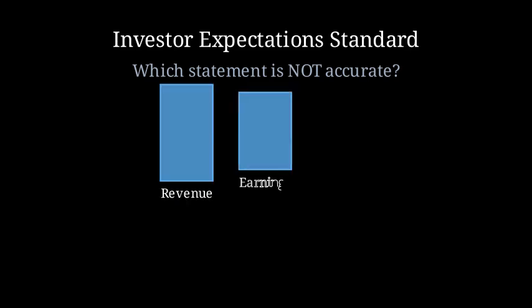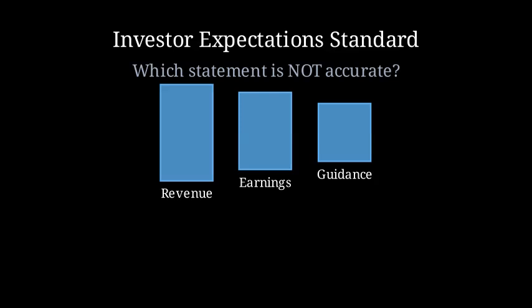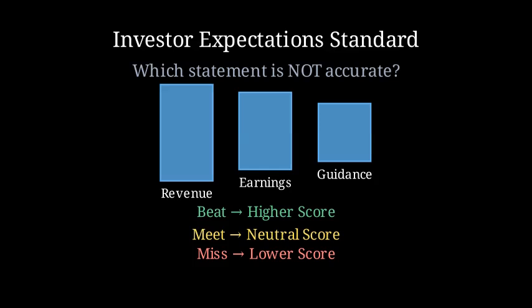To visualize this, we'll use three pillars: revenue expectations, earnings per share expectations, and guidance expectations. These are the most common benchmarks investors watch. Then we connect these pillars to a simple scoring scale: beat, meet, or miss. This is the core idea behind the investor expectations standard.